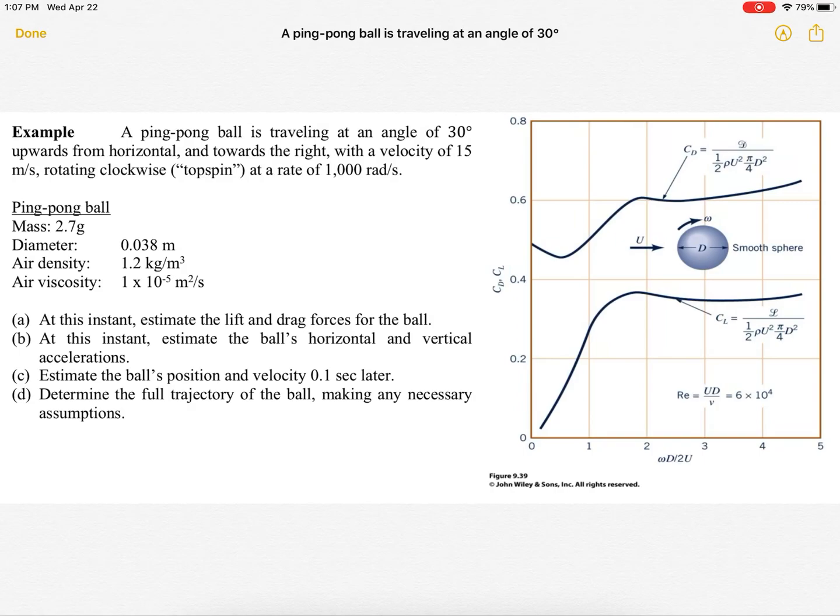And you're given the parameters of the ping pong ball, and then we need to figure out the lift and drag forces on the ball's horizontal and vertical accelerations, and then the ball's position and velocity 1.1 seconds later, and then we're going to determine the full trajectory of the ball, making any necessary assumptions. I'm not going to go through that whole thing, but I will talk about how you would do that, okay?